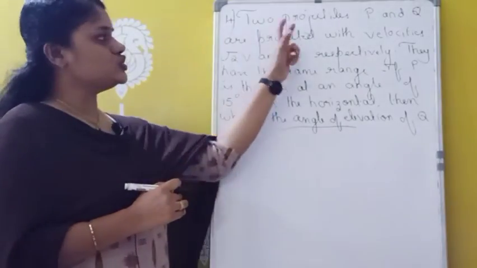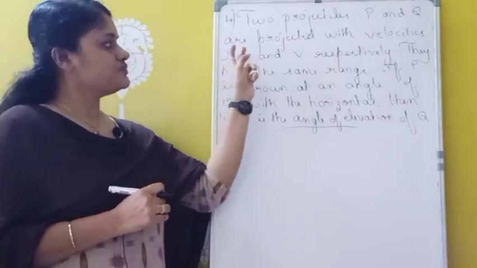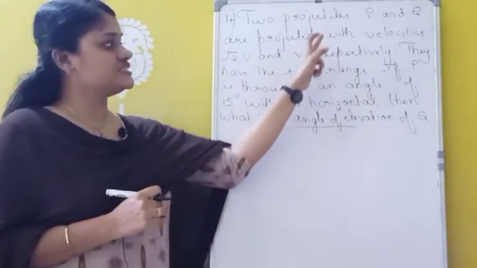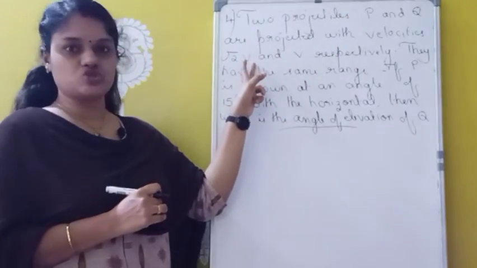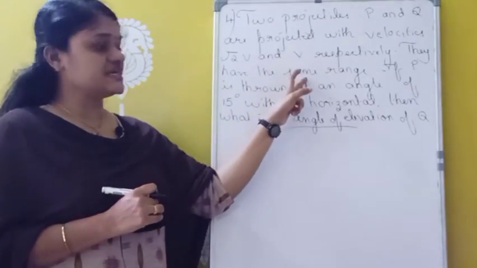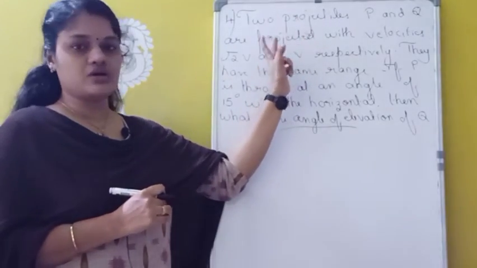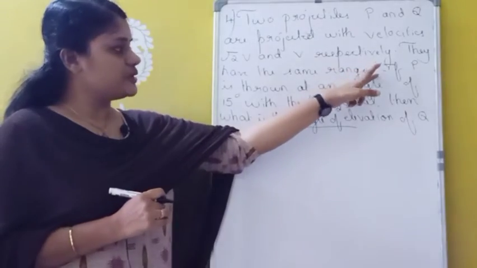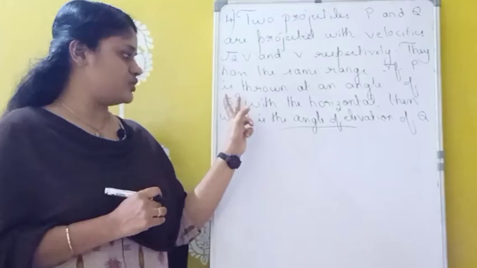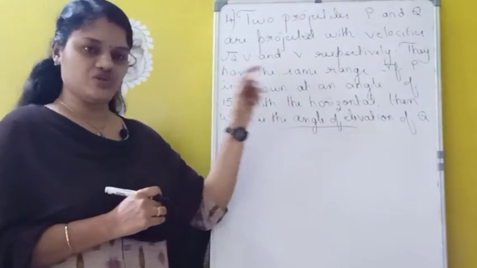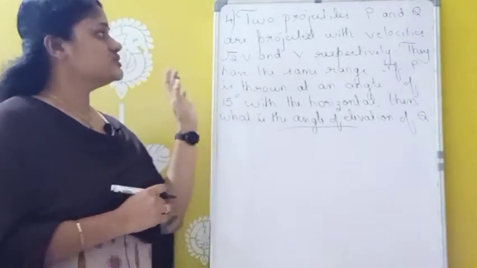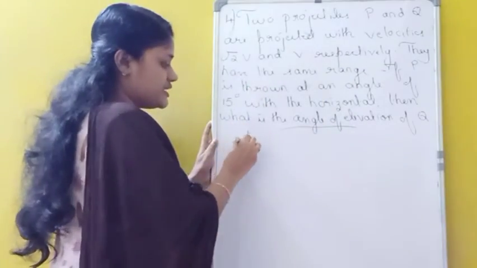Fourth problem. Two projectiles P and Q are projected with velocities root 2v and v respectively. That means P is projected with a velocity of root 2v and Q is projected with a velocity v. They have the same range. So both P and Q are having the same range. If P is thrown at an angle of 15 degree with the horizontal, then what is the angle of projection of Q?